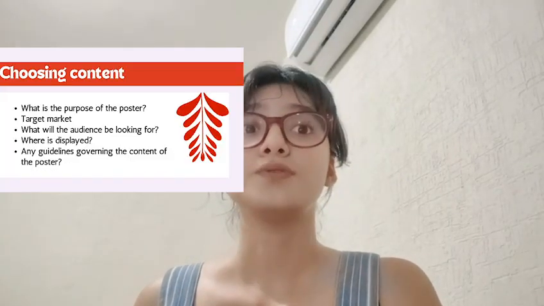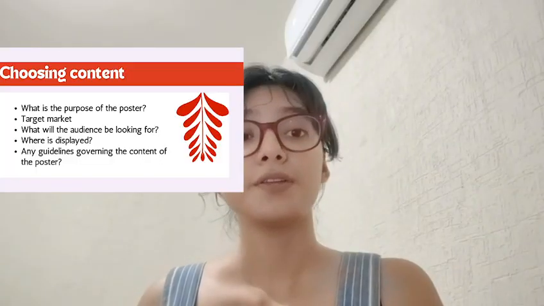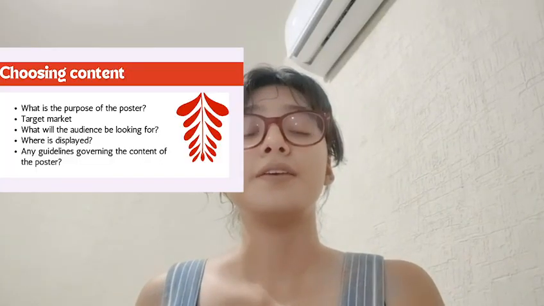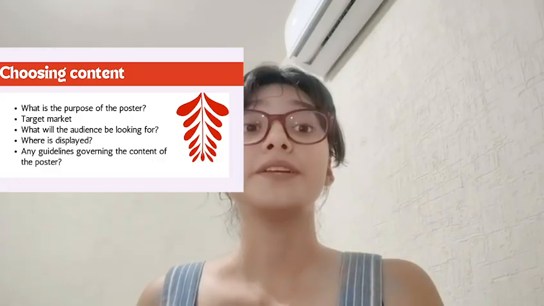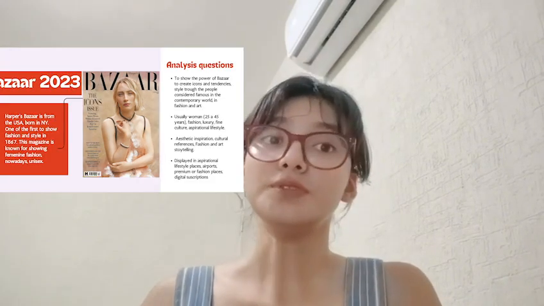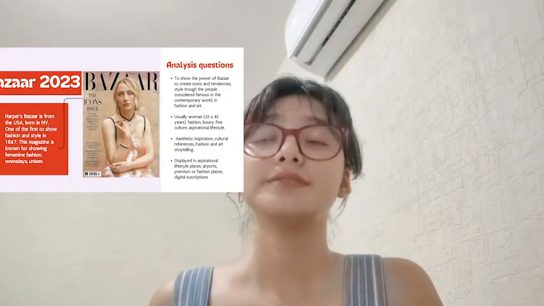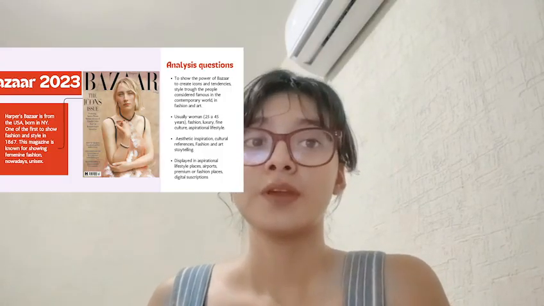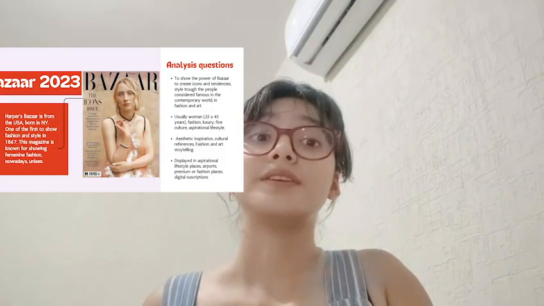Posters are also delivered in effective presentations, and they communicate important things with very few elements. First of all, we have to ask ourselves what the purpose of our poster is. The first poster we chose is about the magazine Harper's Bazaar, October 23. It's a campaign about the Icons issue.